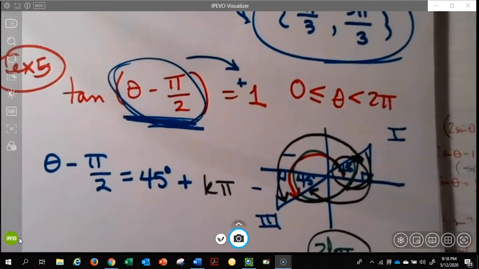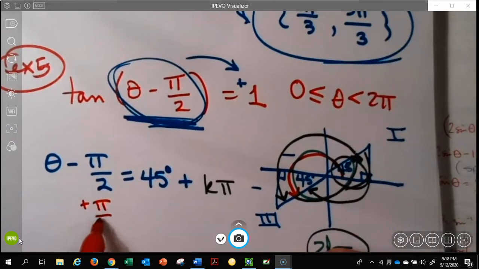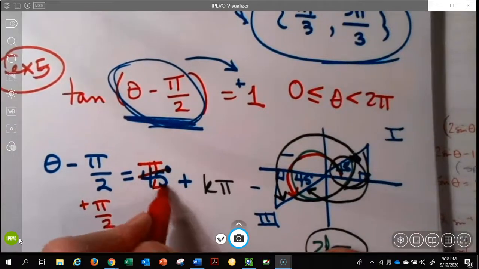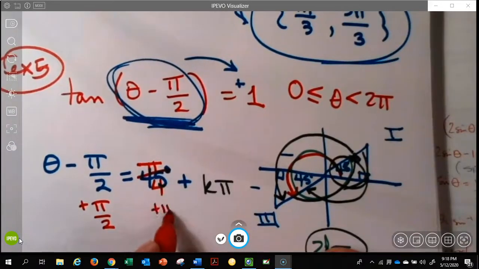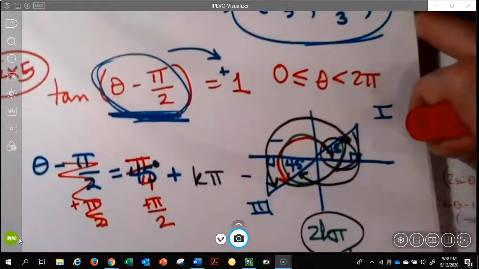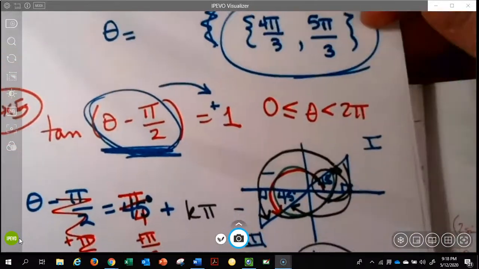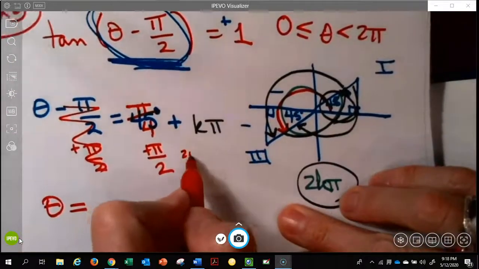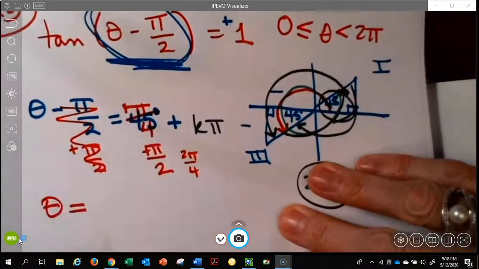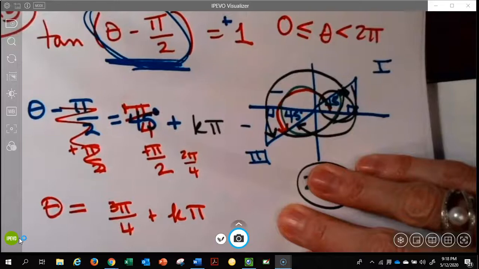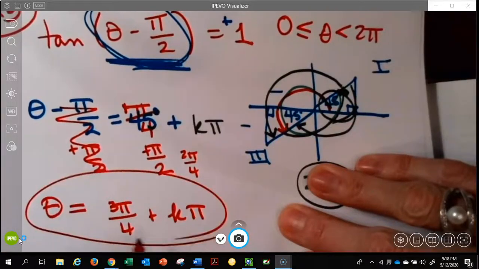Well, then that just means I need to add a pi over 2 to both sides. Well, I need to go ahead and write that one as a pi over 4. And I need to add a pi over 2 to this side. Well, we end up with theta equals, well, this would be 2 pi over 4 with 1 pi over 4, I get 3 pi over 4 plus k pi's. Well, I'm going to do another drawing.